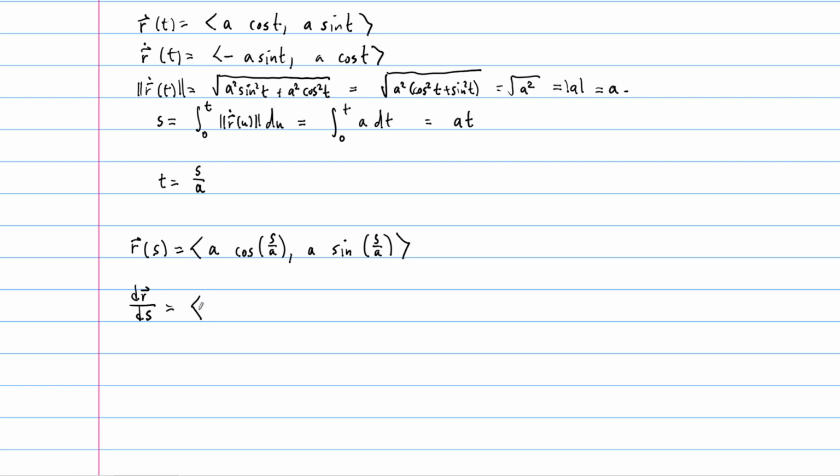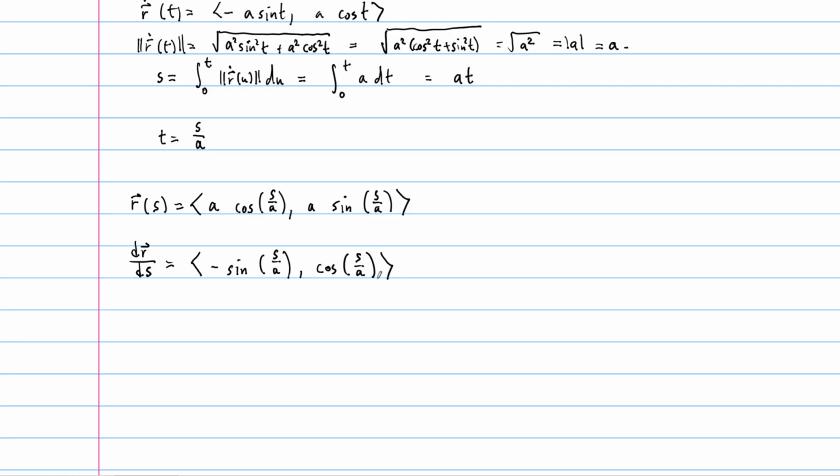All right, so I'm going to write it this way. And now the derivative, it's very similar to what we just did, except there's a chain rule now. And when we take the derivative with respect to s, we're going to get a 1 over a that comes out. And this one now just becomes negative sine of s over a, and then positive cosine of s over a.